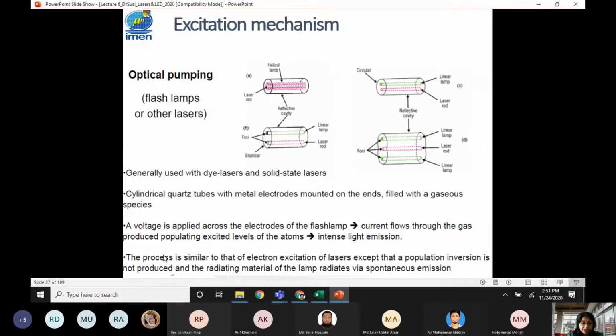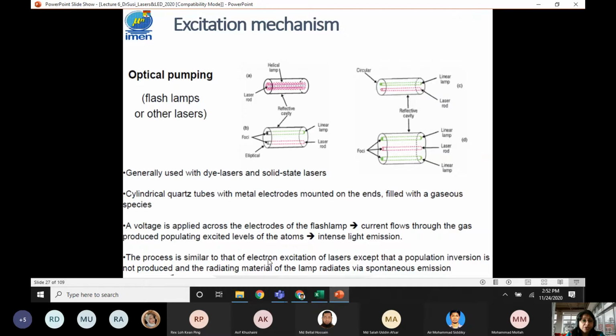Okay, and the process is similar to that of electron excitation of lasers, except that a population inversion is not produced and the radiating material of the lamp radiates via spontaneous emission. So basically, in optical pumping, you have the population inversion, but if you're using electron excitation, you do not have this population inversion. The electrons and holes recombine to produce the emission of light.